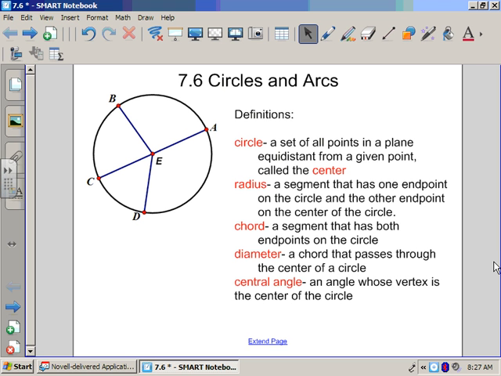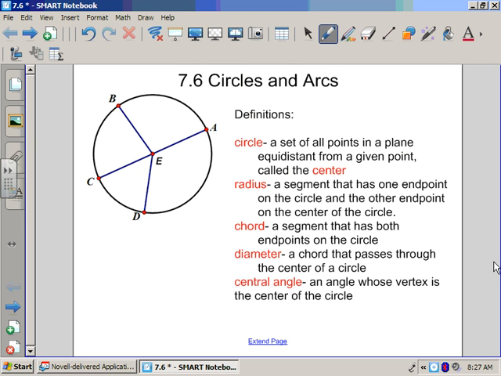This tutorial is going to cover sections 7.6 and 7.7, circles and parts of circles, including arcs, sectors, and segments of a circle. I've got these definitions up here. If you need to pause the video to write them down, please do so. Let me talk about them here for just a minute.